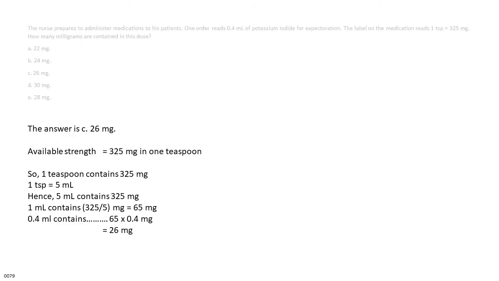The answer is C. 26 milligrams. Available strength equals 325 milligrams in 1 teaspoon. So, 1 teaspoon contains 325 milligrams. 1 teaspoon equals 5 milliliters. Hence, 5 milliliters contains 325 milligrams. 1 milliliter contains 325 divided by 5 mg equals 65 milligrams. 0.4 milliliters contains 65 multiplied by 0.4 milligrams equals 26 milligrams.